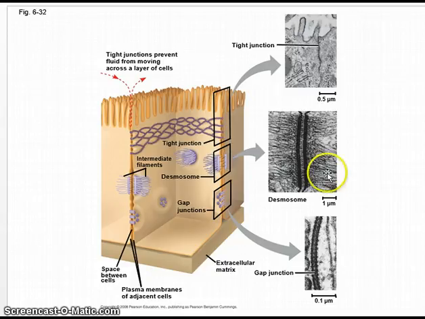Desmosomes, they kind of look like those little anchors. They fasten cells together into strong sheets. So this is more of an anchor. We're not really sealing them off. And then gap junctions are connections that have tunnels as well. So these are very similar to the ones in plant cells because there's tunnels, there's channels that can go from one animal cell to the next.